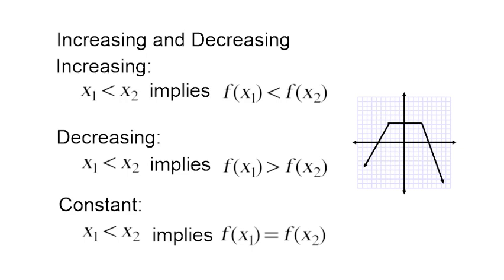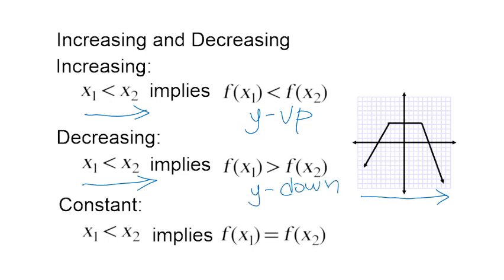Increasing and decreasing. For increasing, notice that we're always going to go from x1 to x2 and we're going from small up to big. So basically what I'm saying is that if you are increasing, as you move from left to right on your graph, the f of x values or the y values would be going up. Y goes up. Okay, if you're decreasing as you move from left to right for the x values, the y is going to go down.